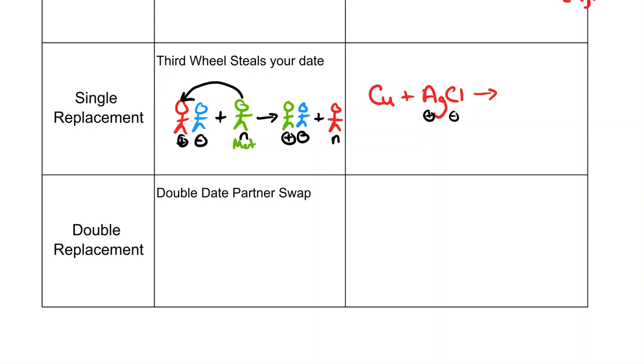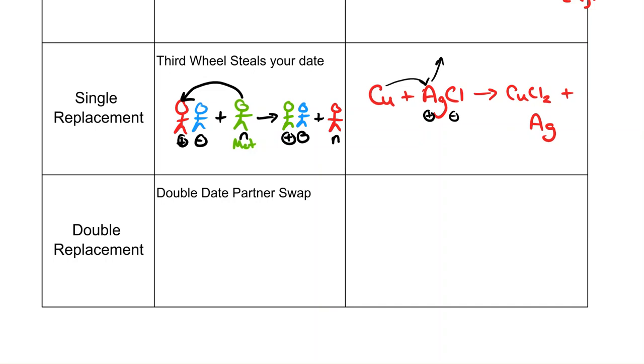So what it's going to do is it's going to kick out the silver, and what we're going to get is copper chloride and silver metal. And so hopefully you can see how the silver and the copper switched spots because they're both metals, right? They're both positive ions or can be positive ions.